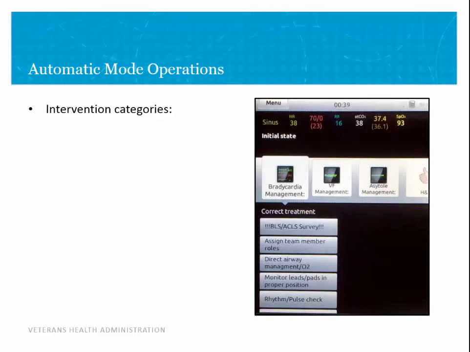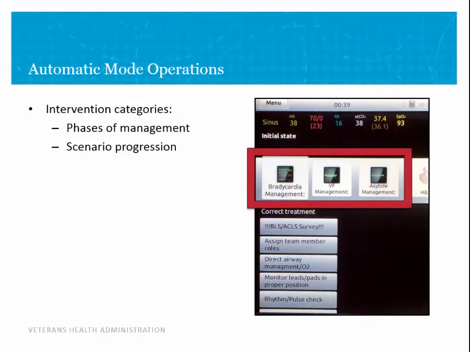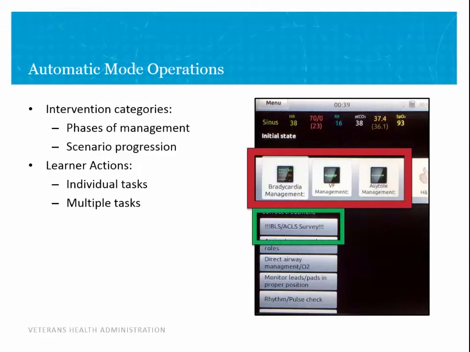The intervention categories are general phases of management and associated with scenario progression. In this specific scenario, the patient will initially be in a bradycardia, then progress through ventricular fibrillation, and then present an asystolic rhythm for the learner to manage. Learner actions are the specific interventions required to complete the training. Within the learner actions text, a group of exclamation points indicates the instructor will receive additional scenario information based on the learner interventions.